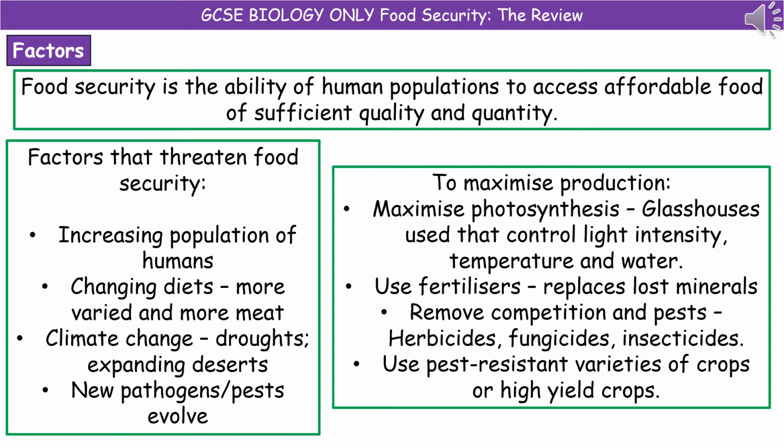So in order to maximise production, there's a few different stances we can take here. First one is actually taking steps to maximise photosynthesis, using glass houses that control light intensity, temperature and water. We can use fertilisers to replace lost minerals. We can remove competition and pests through the use of herbicides, fungicides and insecticides. And we can also use pest-resistant varieties of crops or use high-yield crops.